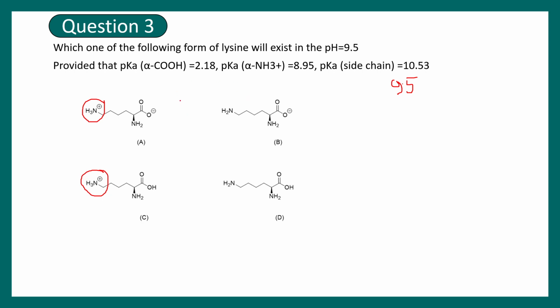Then we come to the carboxy terminal. In this carboxy terminal we can see that the pH is 9.5 and it is greater than 2.18. So obviously proton would be lost for this particular group, right, and it would have a negative charge. That's great. And let's look at the pKa value for the alpha NH2 group. So here what happens is pH is 9.5, which is greater than the NH3 group. So obviously there would be a deprotonation reaction, so one hydrogen would go out and the NH3 would become NH2. So right now option A is the correct one.